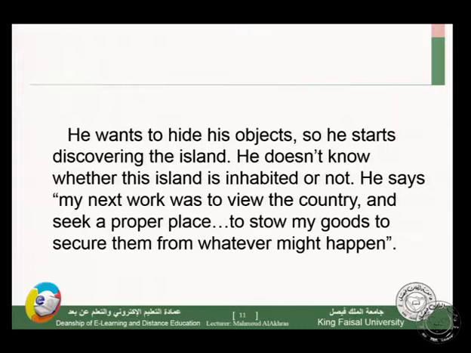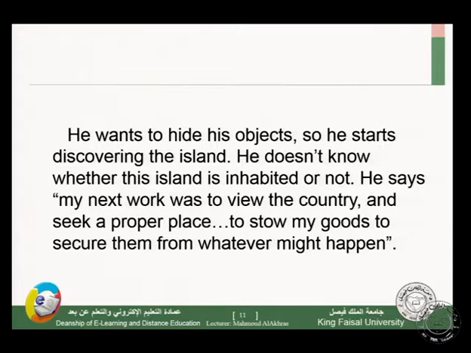He says, my next work was to view the country and seek a proper place to store my goods and secure them from whatever might happen. So we have another mission for Crusoe. He wants to hide these objects in a safe place, to store them in a safe, secure place.